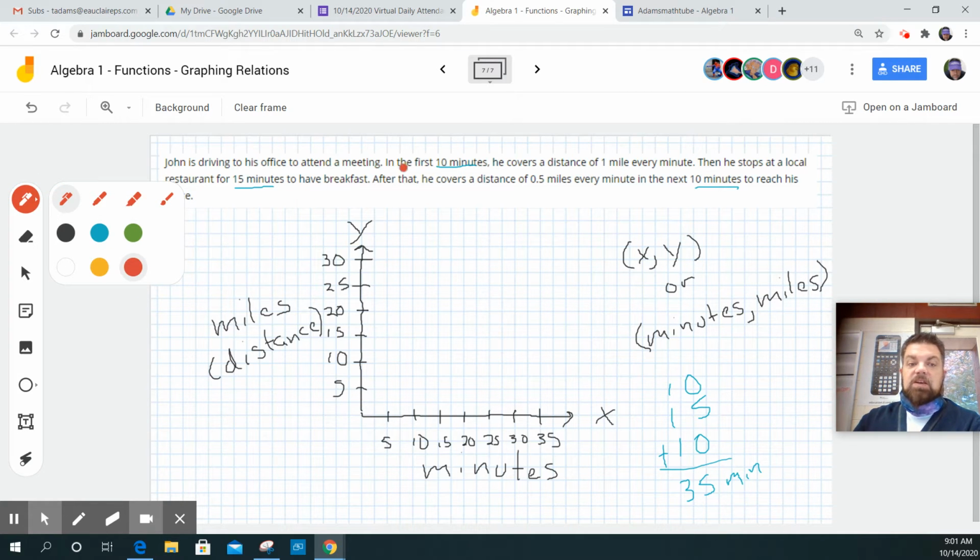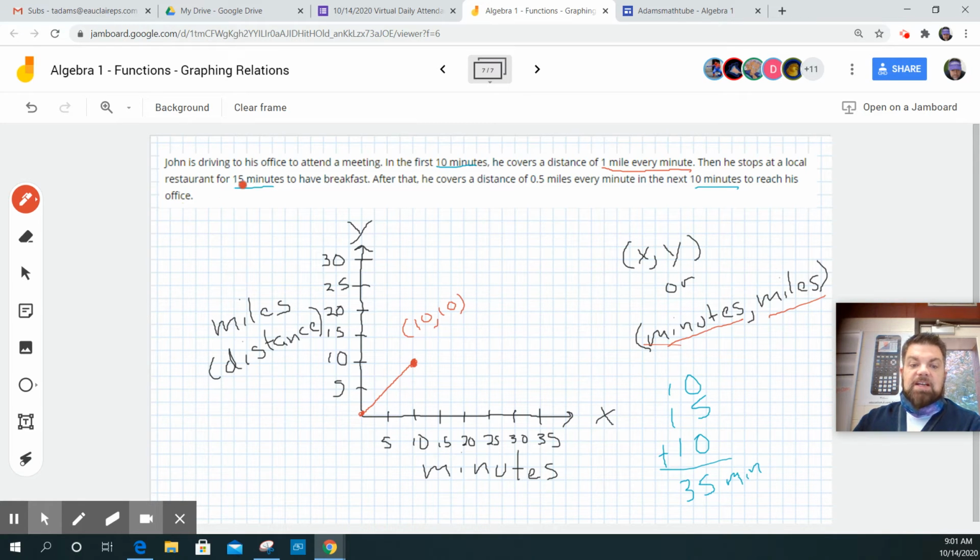So in the first 10 minutes, this is critical. Let's unpack this. In the first 10 minutes, he covers a distance of 1 mile every minute. If he goes 1 mile every minute for 10 minutes, how many miles does he travel total? 1 mile a minute, and he travels for 10 minutes. How many miles does he travel total? 10, right? Because it's minutes and miles. So he would have traveled for 10 minutes, a total of 10 miles. So he starts here and he travels this far.